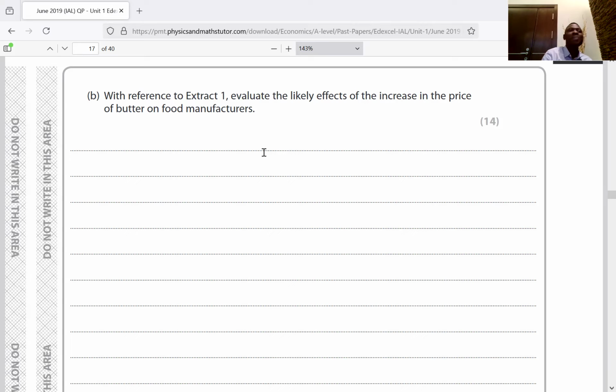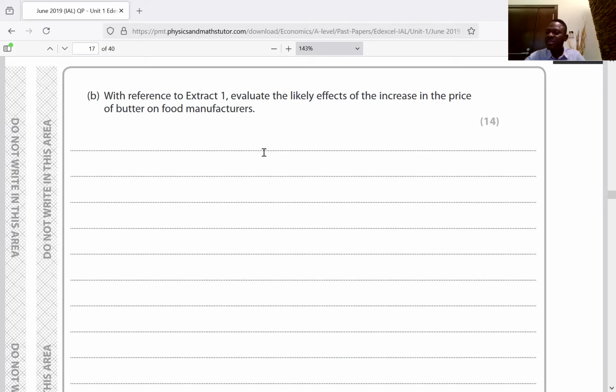Reduction in output will bring about unemployment in the economy. So unemployment as a result of firms, because they've reduced their output, they're not making revenue as they used to make. They have to find a way to reduce or cut their costs. One of the ways to cut their costs is to lay off workers, and that will increase unemployment. Do you understand the point there?